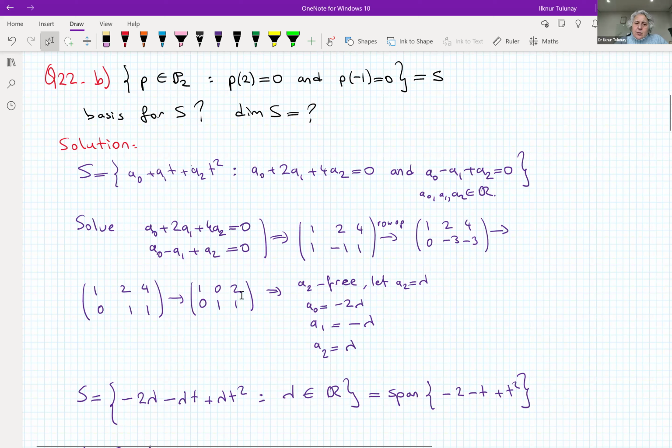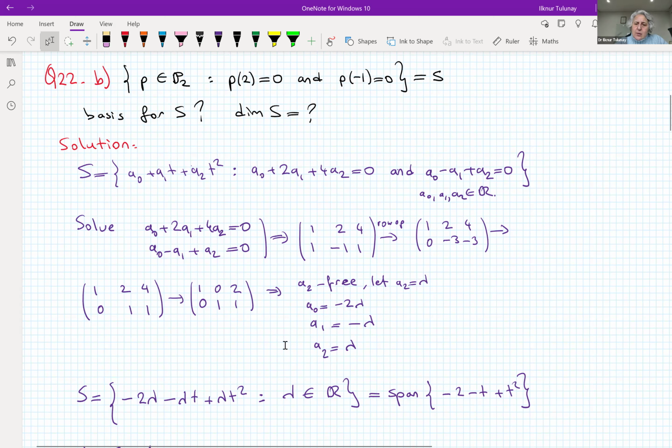And then A0 will be from the first row, that will be A0 plus 0A1 plus 2A2 is equal to 0, which means A0 is equal to minus 2A2, but A2 is lambda, so A0 is minus 2 lambda. And the second row says that A1 plus A2 is equal to 0. So A1 is equal to minus A2, but A2 is lambda, so this is just minus lambda. So all the polynomials here will be in this format.